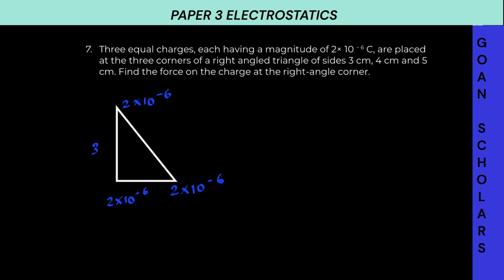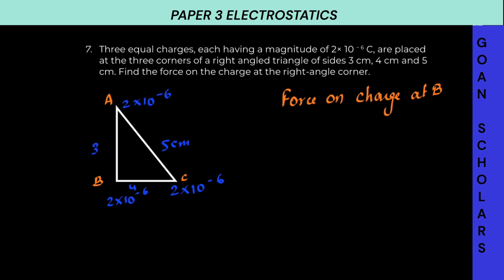Now what are the sides? Let's assume this is 3 centimeter, another one must be 4, and this is 5 centimeter. Find the force on the charge at the right angled corner. So you have to find the force, let me name the corners A, B, C. You have to find the force on B. So our basic objective here is the force on the charge at B.